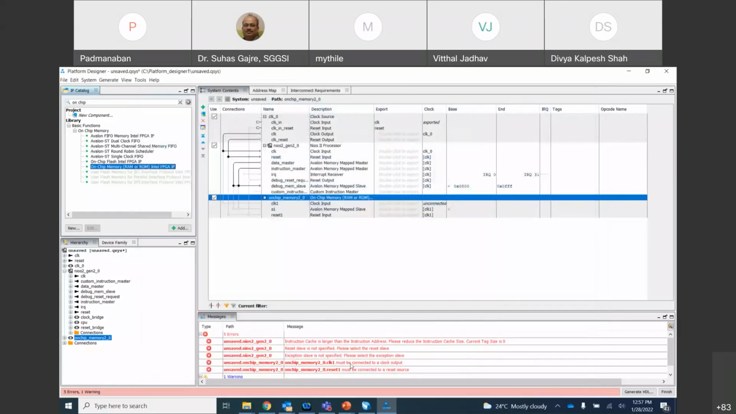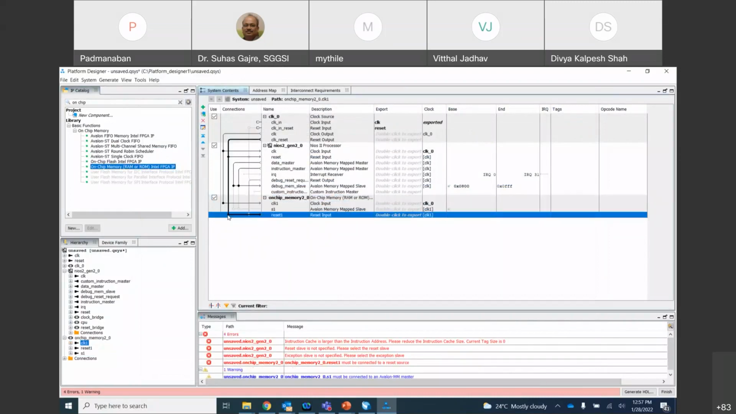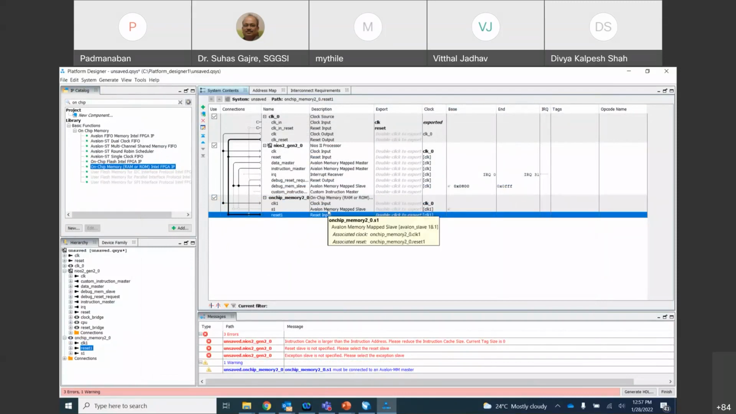Now you can see that there are some more errors. One is it's showing that the clock also needs to be connected here. So that means this clock needs to be connected and the reset needs to be connected. So we can connect that now. And what is the interface here? This is the master. Nios II is the master, and the memory is the slave.